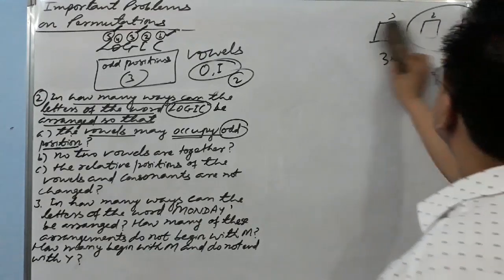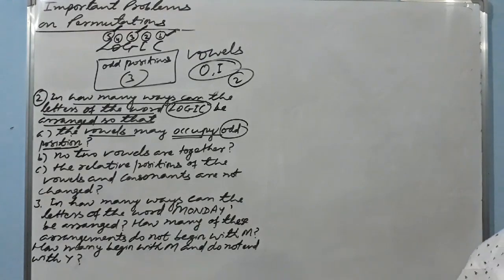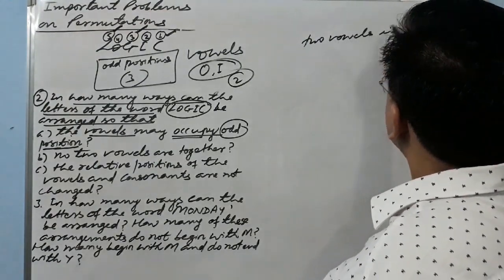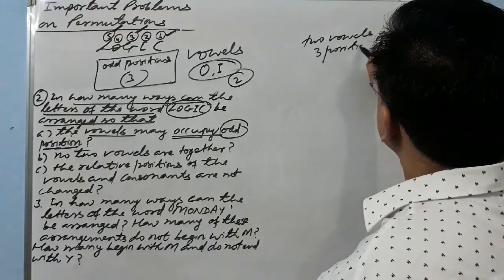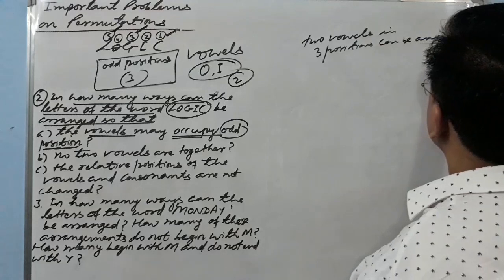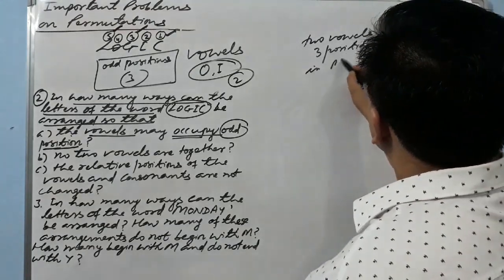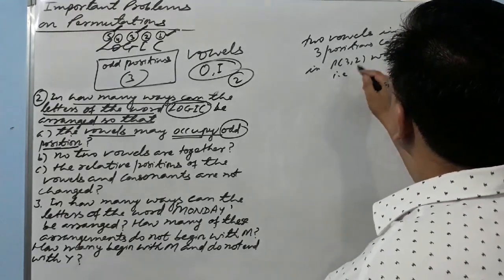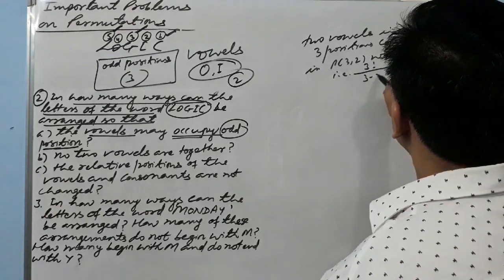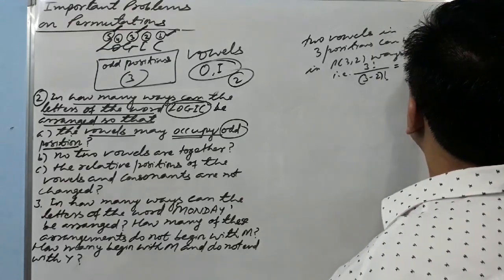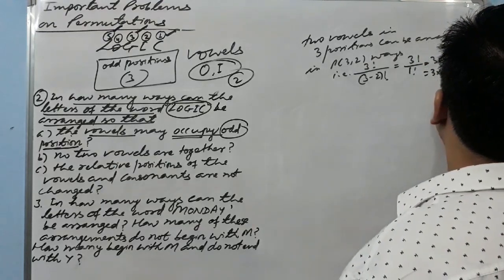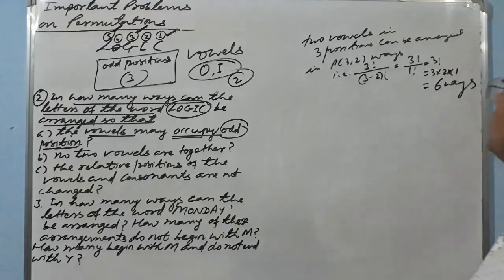So 2 vowels in 3 positions can be arranged in 3 times 2 ways. That is 3 factorial upon 3 minus 2 factorial, which is 3 factorial upon 1 factorial, equal to 3 factorial, which is 3 times 2 times 1, equal to 6 ways. I mean, 2 vowels in 3 positions can be arranged in 6 ways.